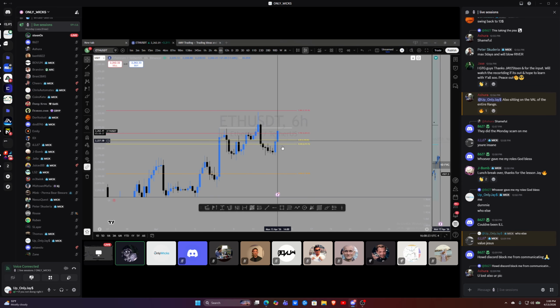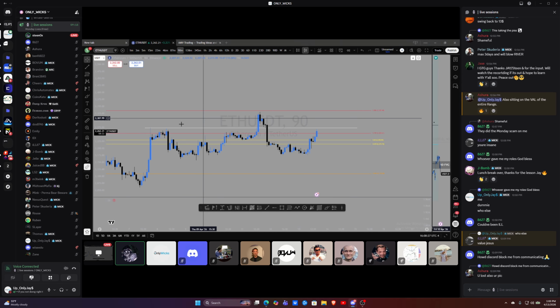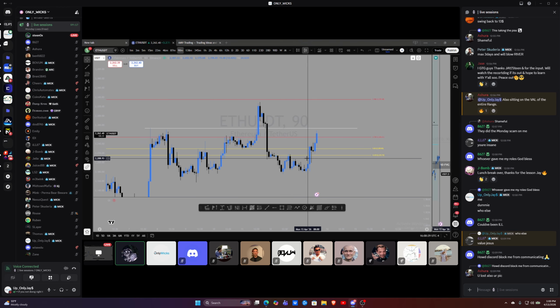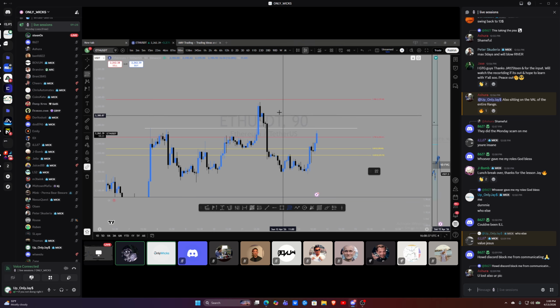Gapping down on the six. This was where I was paying attention, if we gapped up on the 90 from last night, which we didn't. I think maybe I'm thinking of Bitcoin, but look, no gap up. We're filling this gap on the 90 right here. This is also GP at the top end of this. It's probably at GP right now.